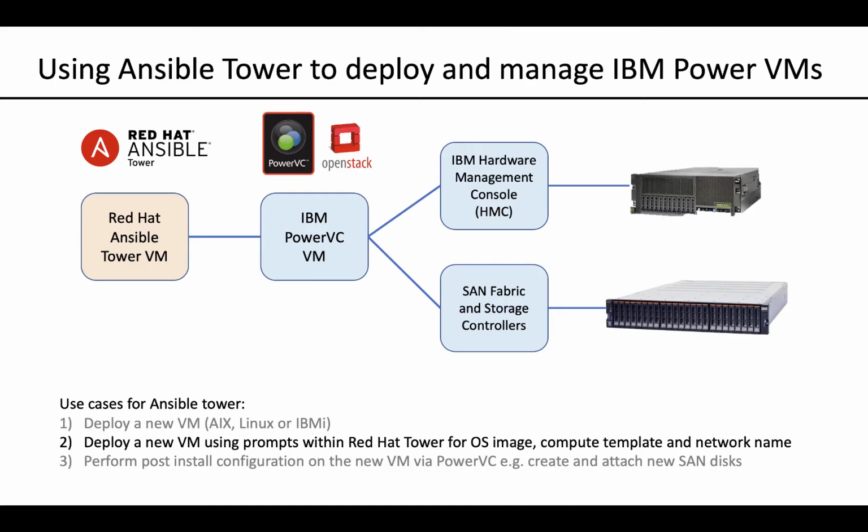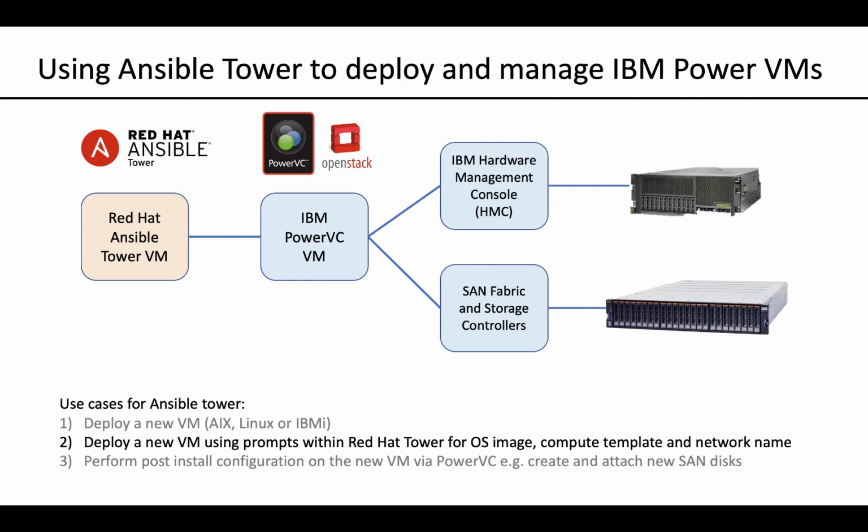So this is the setup that I currently have. I've got a Red Hat Ansible server running on an x86 server, and I've got an IBM PowerVC virtual machine running RHEL on an IBM Power VM server. IBM PowerVC is based on OpenStack, so all the modules that I'll be using today are Ansible OpenStack modules. The IBM PowerVC server is the one that's doing all the management. It's managing the HMC, the Power servers in the background, and the SAN fabric controllers for the storage.